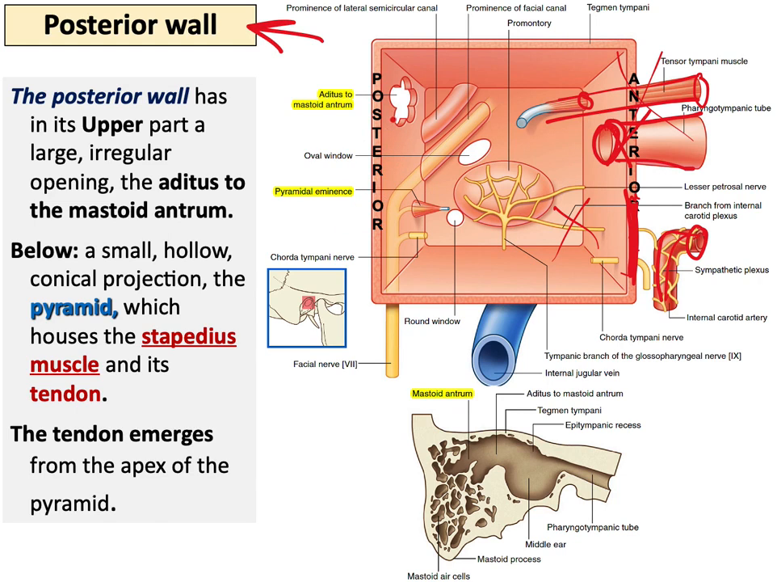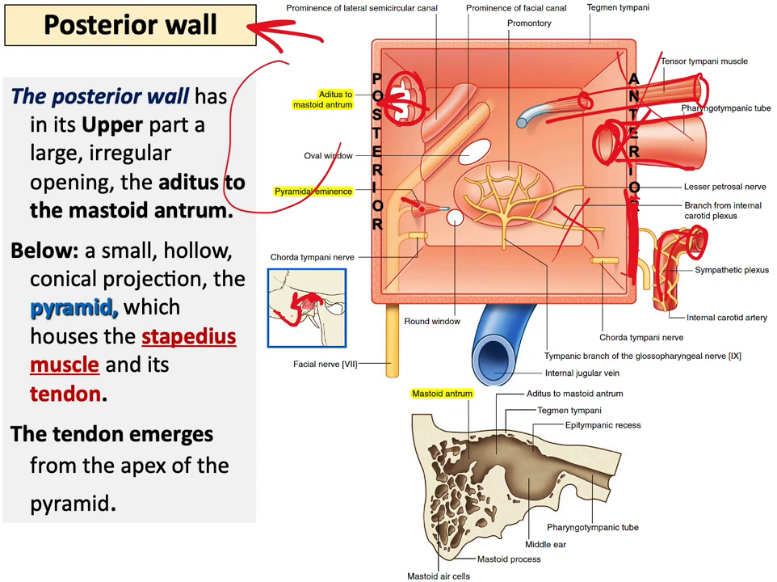The posterior wall is very simple. It has an opening here called aditus to mastoid antrum. What does it mean? It's an opening to the mastoid process. Here is the mastoid process you see in this figure. So there's an opening to the mastoid process, called aditus to mastoid antrum, ultimately leading to the mastoid air cells.